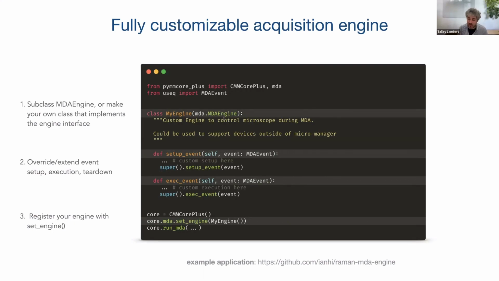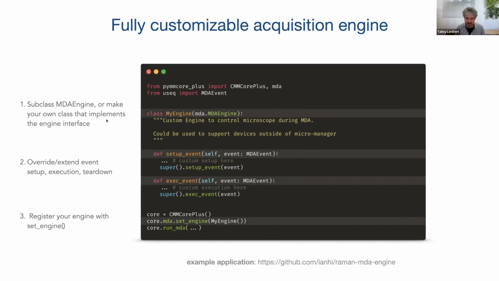There is a built-in one that will do mostly what you need if you have basic experiment needs. But if you need to, for instance, control devices outside of Micromanager for which there don't exist any device adapters, you don't want to write a C++ device adapter, you don't want to go through Java, this is how you could do that. So essentially by subclassing this here, or implementing any class that implements the engine interface.